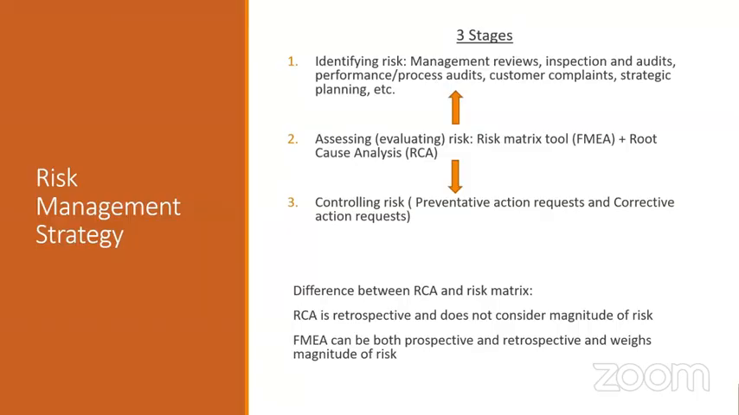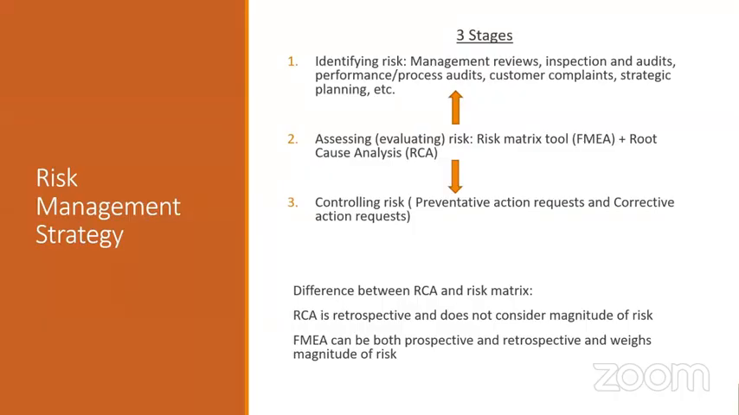Now, when we looked at these 2 risk assessment tools, RCA and risk matrix, what are the differences? Well, RCA tends to be retrospective. It's always looking back. A nonconformance is identified, and then a root cause analysis is conducted. That is effective and works very well, and it is actually a way of assessing a risk. The problem is that the risk is not associated with a magnitude. So every root cause analysis identifies a problem, but it doesn't say which problem is greater than the other.